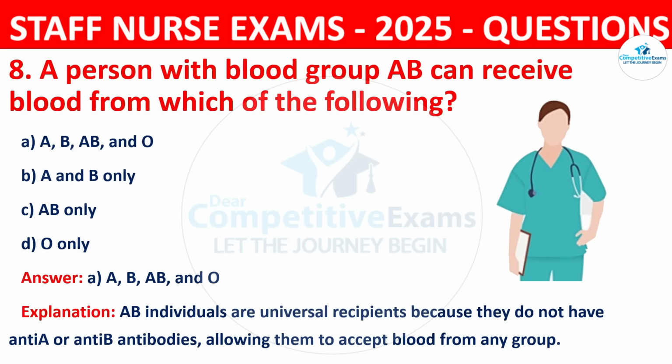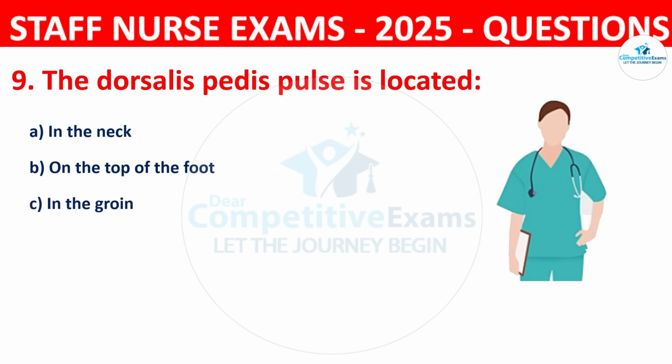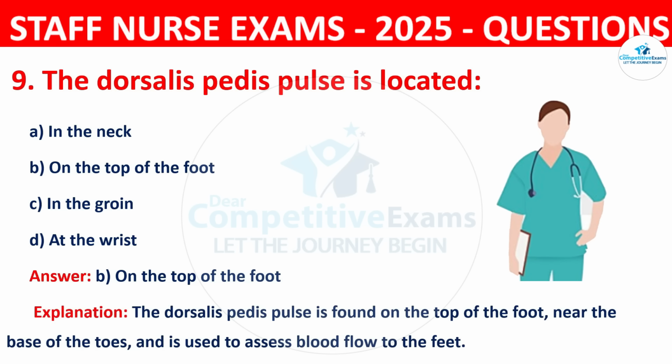Question number 9. The dorsalis pedis pulse is located. The options are in the neck, on the top of the foot, in the groin, or at the wrist. The correct answer is B, that is on the top of the foot. The dorsalis pedis pulse is found on the top of the foot, near the base of the toes, and it is used to assess blood flow to the feet.